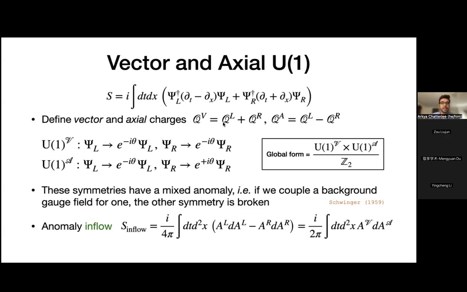So in this particular case, the inflow action is this quantum spin Hall theory. It's an invertible topological field theory, which is given by this action right here. You can rewrite this in terms of the vector and axial gauge fields as this.